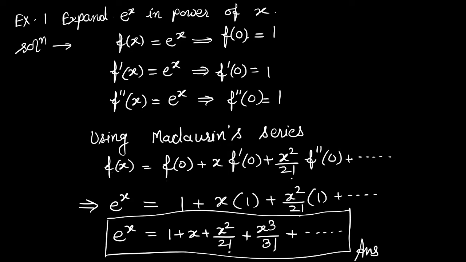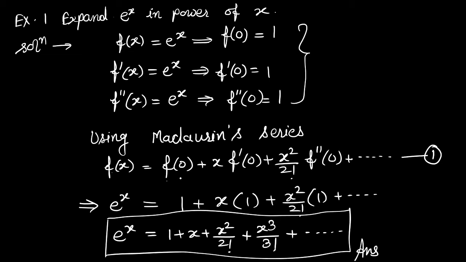Now f of 0: we substitute x equal to 0 here, therefore e to the power 0 is 1. Then f dash of x, its value is e to the power x, again its value 1. F double dash of x, e to the power x, its value 1. Using Maclaurin series, we write down the series f of x equals f of 0 plus x f dash of 0 plus x square by 2 factorial f double dash of 0 and so on. This is equation 1.